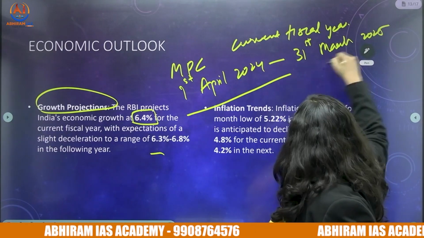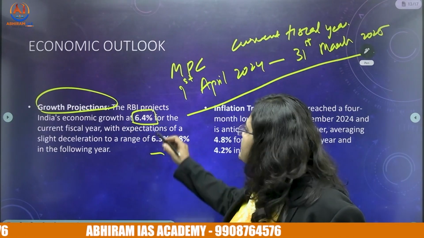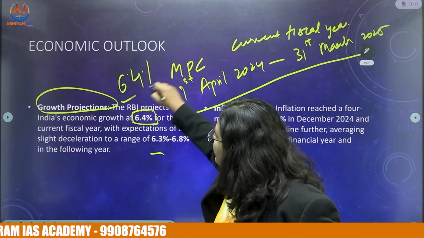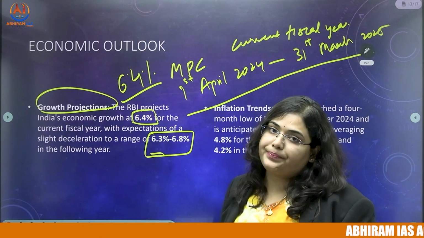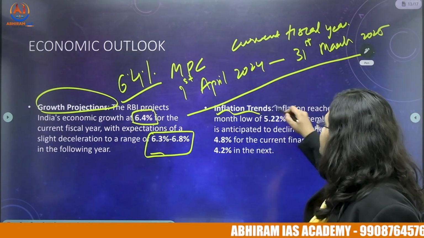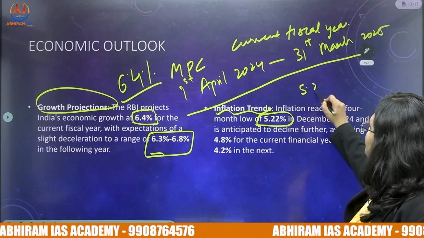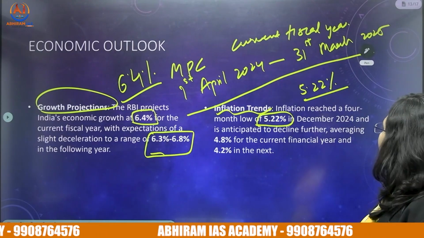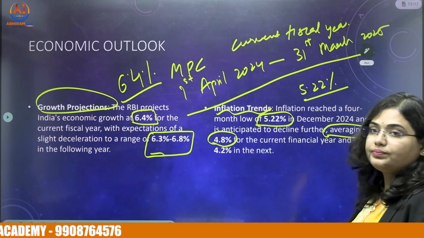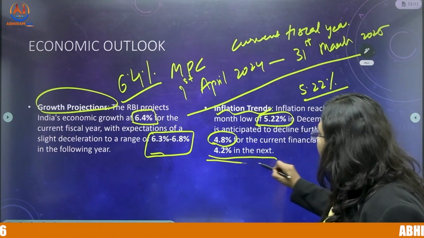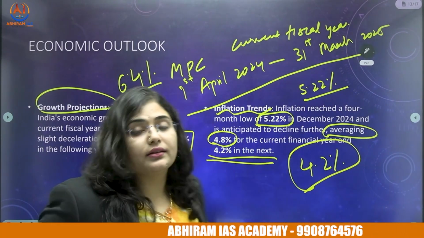So what is the growth rate projected by the MPC? It is 6.4%, and for the coming fiscal year it ranges around 6.3 to 6.8. Next, the inflation trend. In December we have around 5.22% inflation, and averaging the entire fiscal year it is around 4.2. In the next fiscal year we have around 4.2% inflation projected by the MPC.